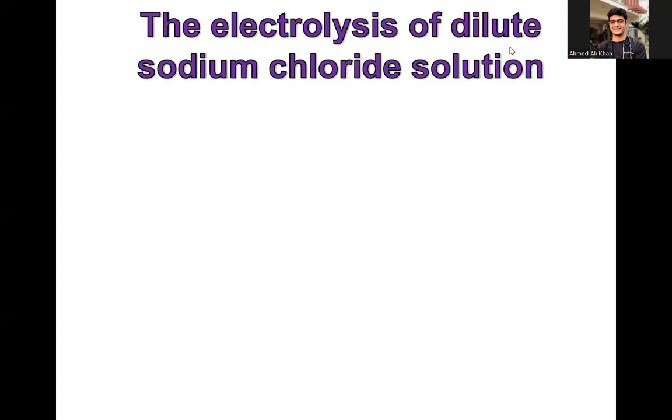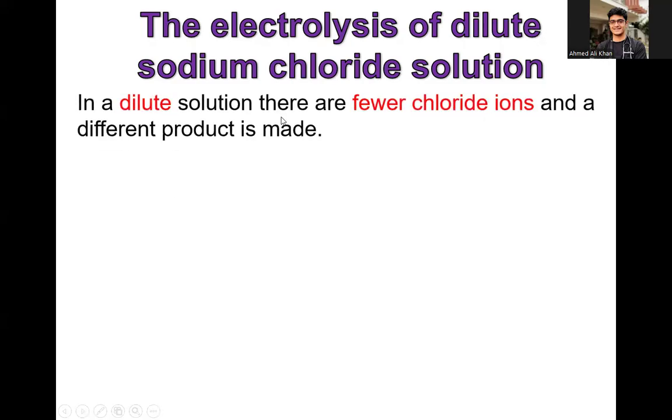Okay, so we'll now go over the electrolysis of dilute sodium chloride. In the previous video, we went over the products that are formed when a concentrated sodium chloride solution is electrolyzed. So let's go over the electrolysis of dilute sodium chloride now. In a dilute solution, there are fewer chloride ions, and obviously there are fewer sodium ions, right? Dilute means that there is less solute in the solution. So in a dilute solution, there are fewer chloride ions and a different product is made.